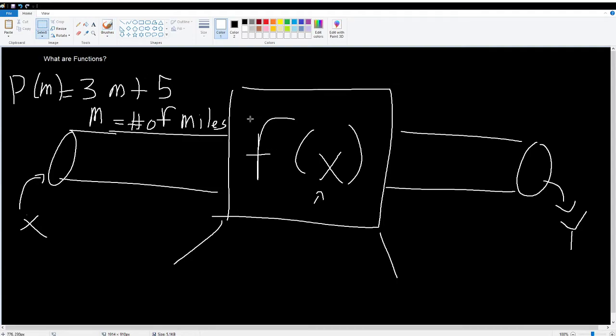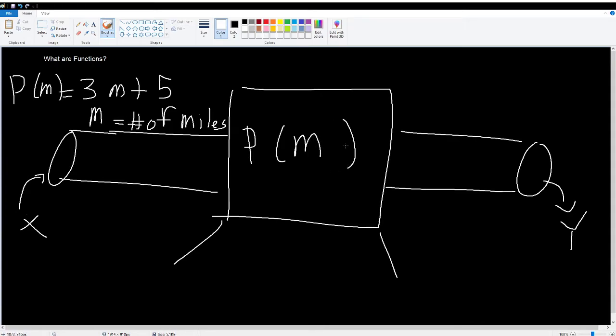So instead of labeling it as f of x, my name is now P of M. So what does P of M mean? P of M is my function name, and the variable inside the set of parentheses is my input. So let's think about what this means. If the taxi goes 0 miles, meaning I get in and I get out, I have to pay, so M is equal to 0, I have to pay $5, because the base charge is $5.